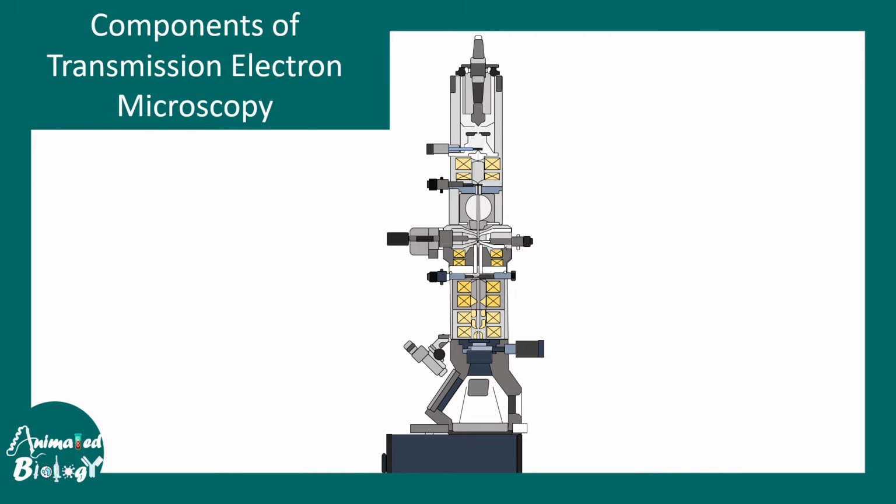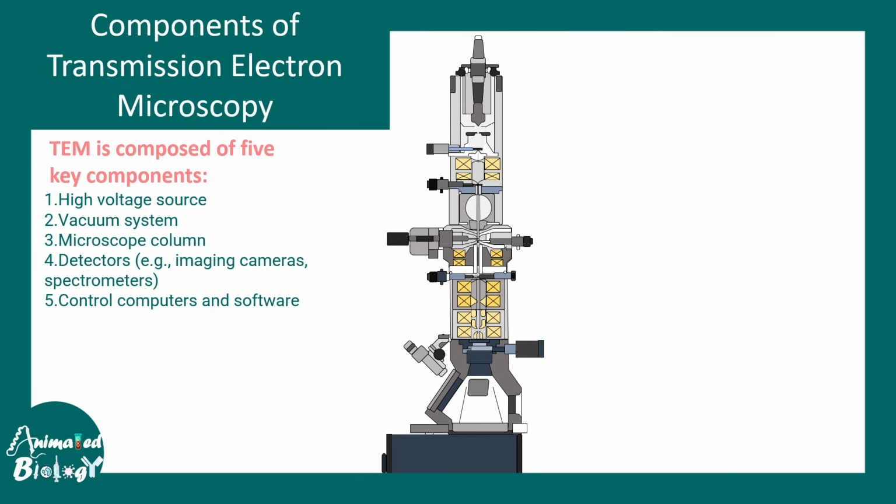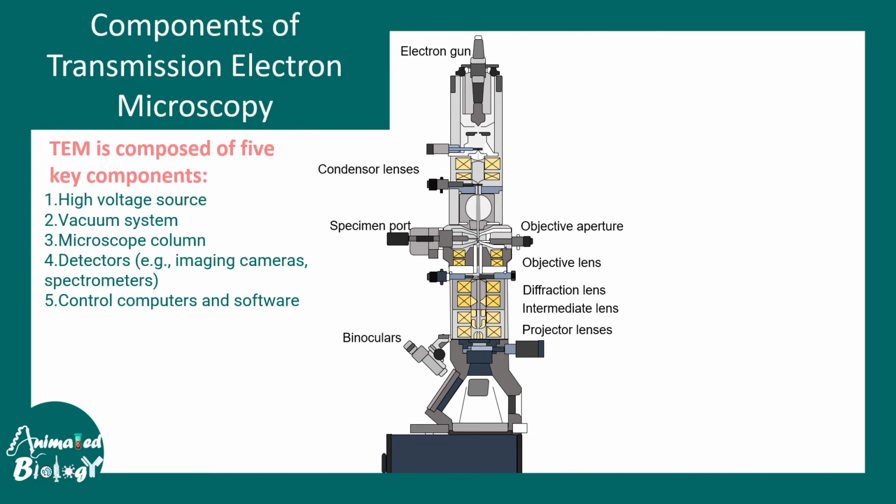Now let's talk about the components of the electron microscope. So there are basically high voltage sources, vacuum systems, microscope columns, detectors, and particular software. So here is the electron gun, here is the condenser lens, here is the objective aperture, sample specimen port, here is basically the objective lens, here is the diffraction lens, here is the intermediate lens, here is the projector lens, here are the binoculars, and here is the fluorescence screen where the image is formed. Underneath that, one can also have a charge coupled device as an electron imaging system. So it is basically an electron detector. Now you can see the electron beam passing through the specimen, and ultimately hitting the fluorescence screen.